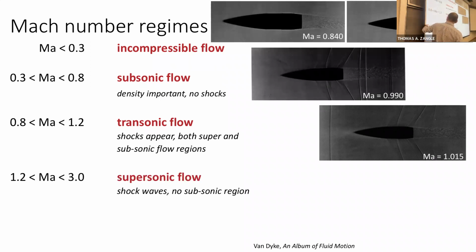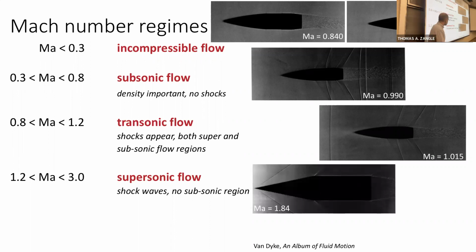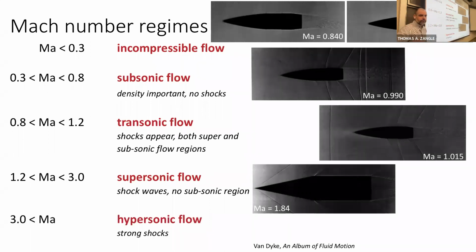For Mach number between 1.2 and 3, that's when we're fully within the supersonic flow regime. Here we're going to see shock waves form, and typically there will be no subsonic region within the flow. So here we have this tapered shape at 1.84 with a sharp nose, and here we can see these really distinct sharp shock waves forming. That's more characteristic of fully supersonic flow.